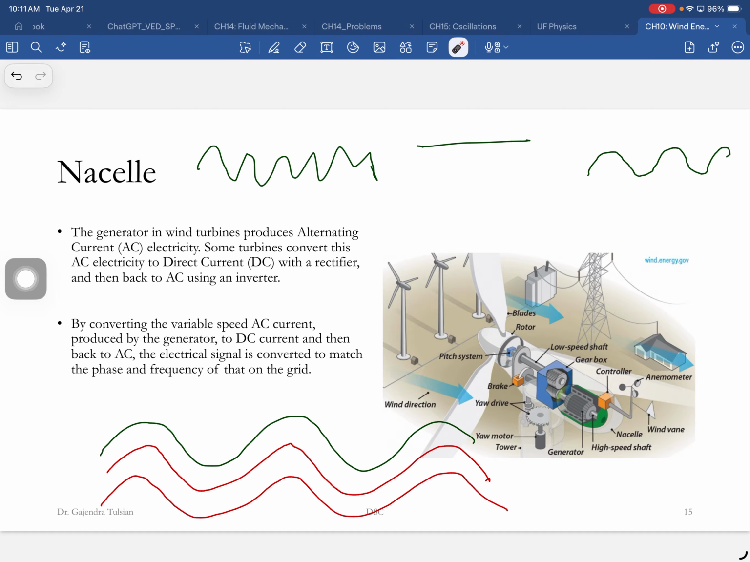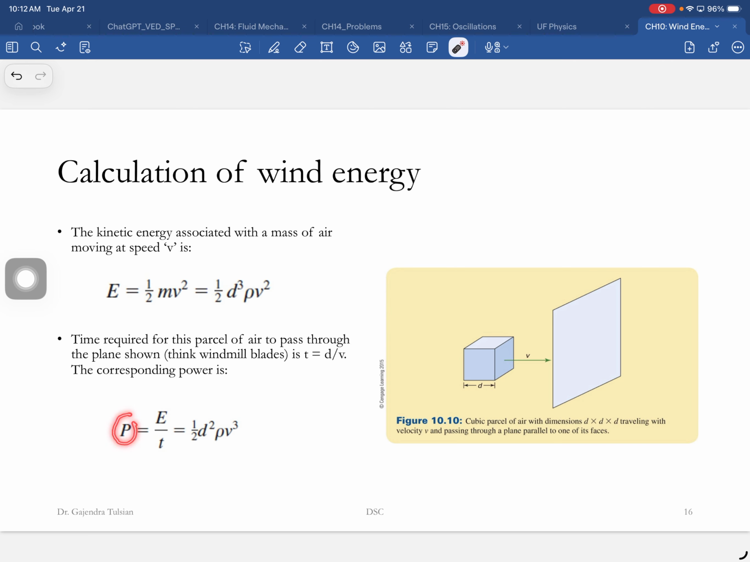So this shows you that the power in the wind goes as the speed cube of the wind. Let's imagine this is a piece of wind, traveling at speed v. The energy contained in it is 1/2 mv squared. This is kinetic energy, and this mass is the mass of this much wind, equal to the density of air times the volume of the air.